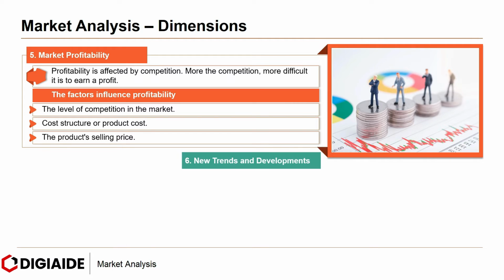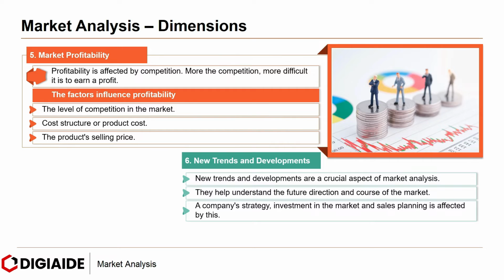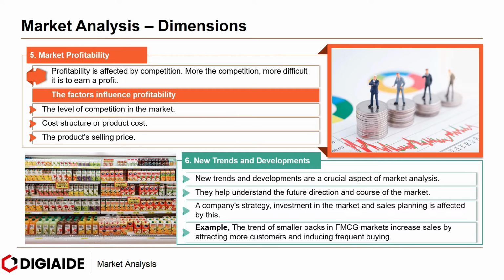And the final dimension of market analysis is new trends and developments. New trends and developments are a crucial aspect of market analysis. They help understand the future direction and course of the market. A company's strategy, investment in the market, and sales planning are affected by this. Example, the trend of smaller packs in FMCG markets increases sales by attracting more customers and inducing frequent buying.